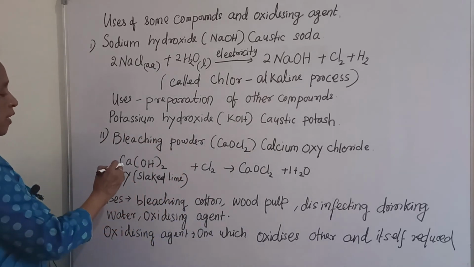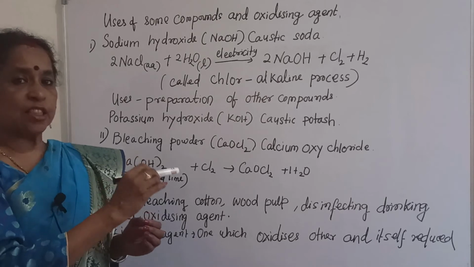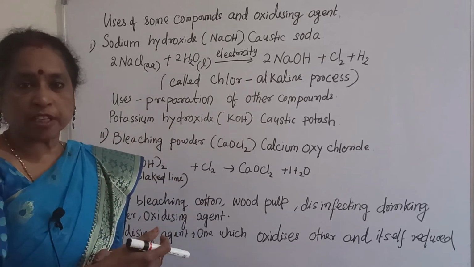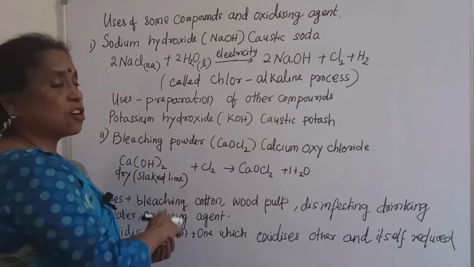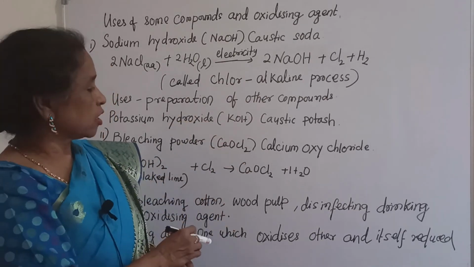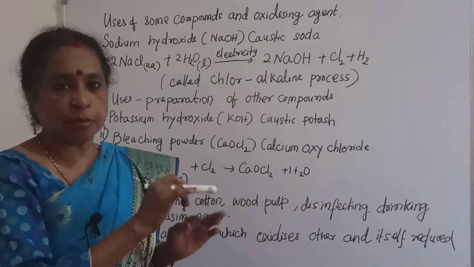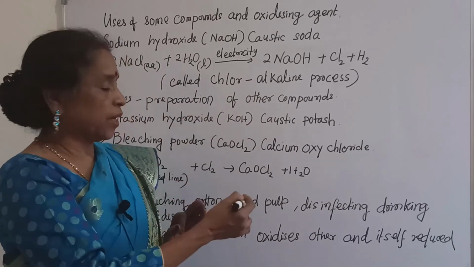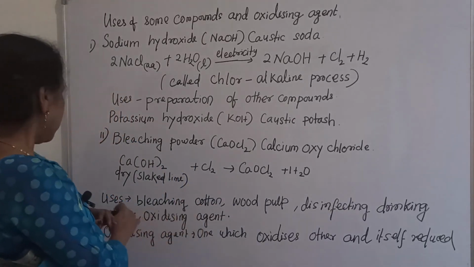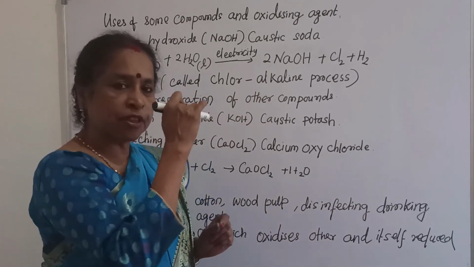How can you prepare it? Take dry calcium hydroxide. What does dry mean? That is known as slaked lime. If it is in solution and a clear solution, that is called lime water. If it is in dry condition, it is called slaked lime. The slaked lime, when treated with chlorine, gives calcium oxychloride. So dry slaked lime, that is calcium hydroxide, when treated with chlorine, forms calcium oxychloride, that is bleaching powder.